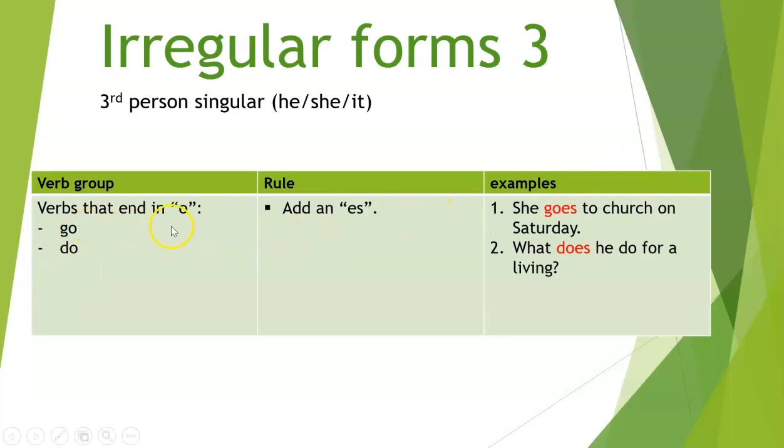And there's just a couple here. This is a few verbs that end in O. And two examples are go and do. In these cases, for the third person singular, we simply add es. She goes to church on Saturday. What does he do for a living? So here we have go and do, and we added an es on both of these. And this is goes and does.